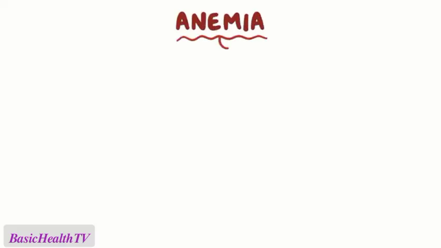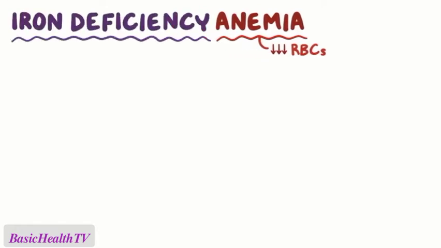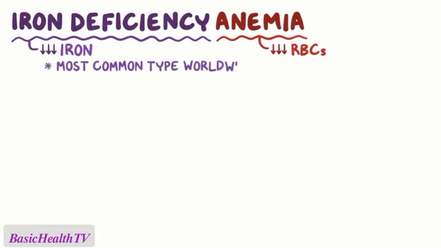Anemia is a condition where there's a decrease in the number of healthy red blood cells, or RBCs, in the body. So, iron deficiency anemia means anemia caused by a deficiency in iron. Iron deficiency anemia is the most common type of anemia worldwide.